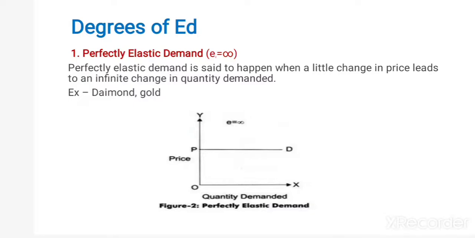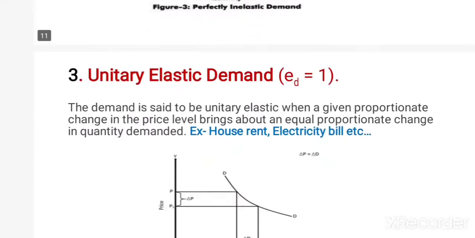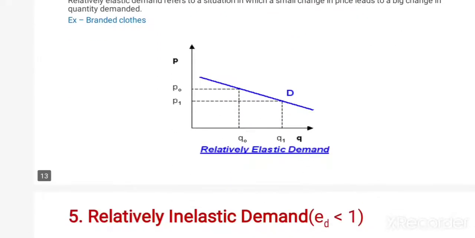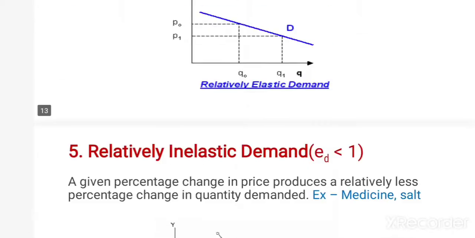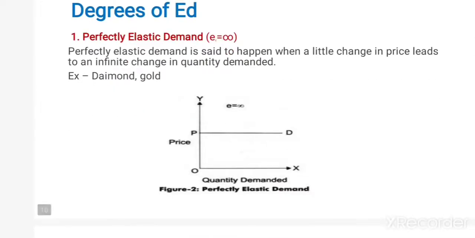So what are the 5 degrees? Perfectly elastic demand, perfectly inelastic demand, unitary elastic demand, relatively elastic demand, and relatively inelastic demand. Okay, so we'll study one by one. First one is perfectly elastic demand. Students, you may get confusion, like just now we have studied about elastic demand, and now we are studying about perfectly elastic demand. Okay, so there is a slight difference between these two topics. So let me tell you the difference.